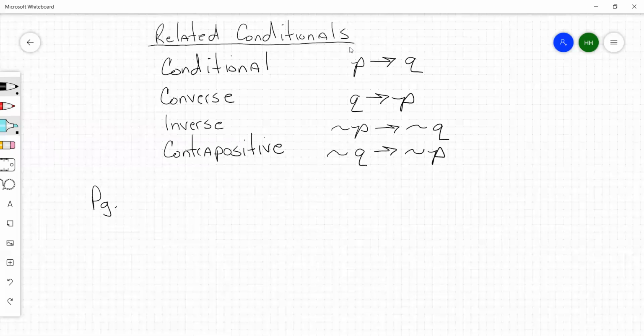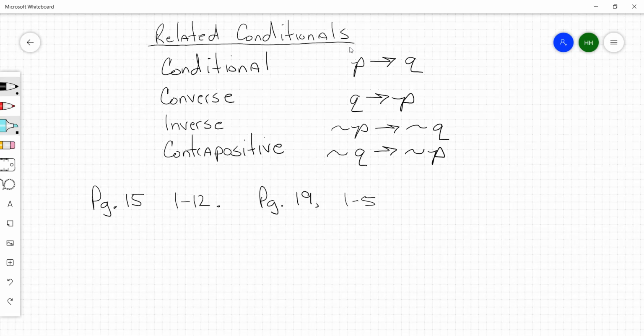Page 15. Write a conjecture, make a conjecture, determine whether the conjecture is true or false, give a counterexample. Okay, page 15, 1 through 12. All right, and then you're going to do page 19, 1 through 5.